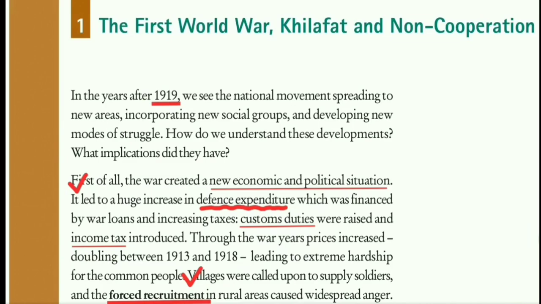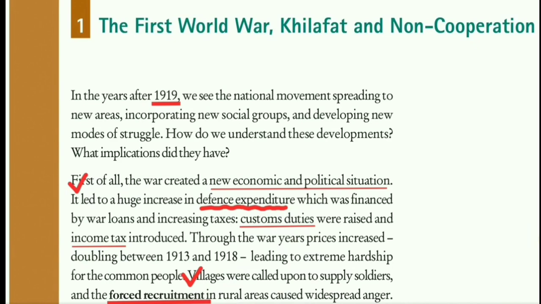Then there are other important events also that took place before the Khilafat and the non-cooperation movement, like the return of Gandhiji to India, his Satyagraha movements in India, then the imposition of the Rowlatt Act and the Jallianwala Bagh massacre. And then happened the Khilafat movement and the non-cooperation movement. So this is just a gist of the sequence of events that you will be studying in this chapter, and definitely many more.